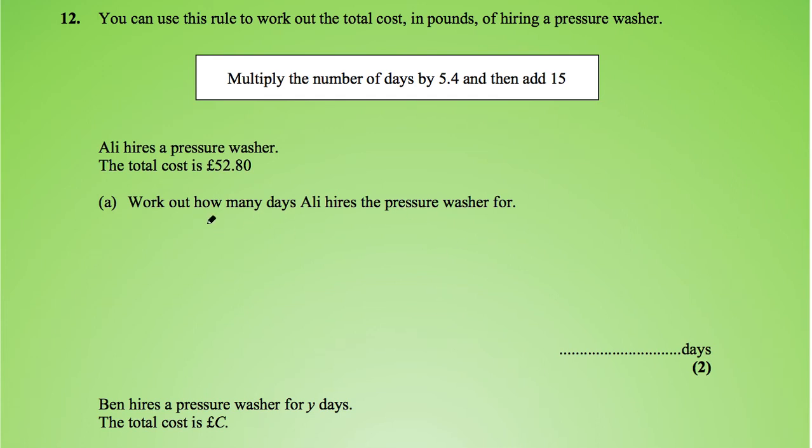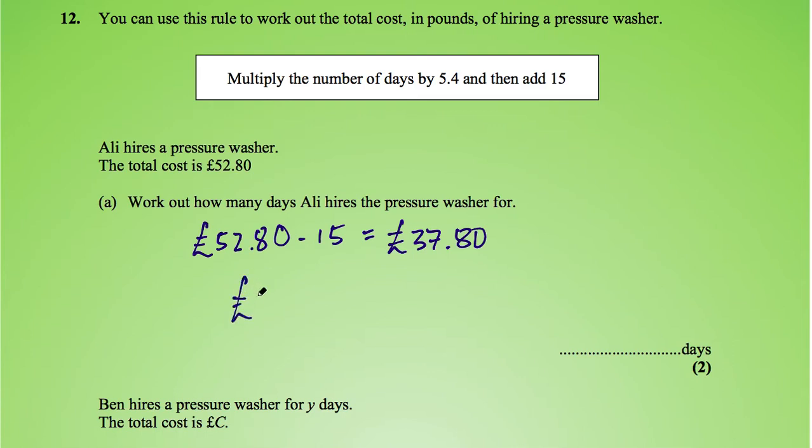So for this one, you're probably just going to work backwards. £52.80 minus the 15 is £37.80. You can use your calculator for that if you need to. Good idea too, so you don't make silly mistakes. And now we do 37.80 divided by 5.4 because we multiplied the number of days by 5.4 to get this. Divide by 5.4 and that gives us 7 exactly. So he hired the pressure washer for 7 days.